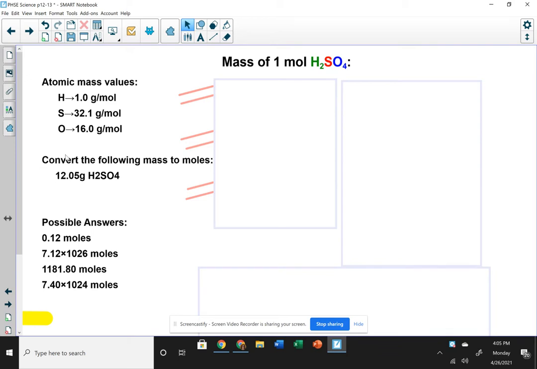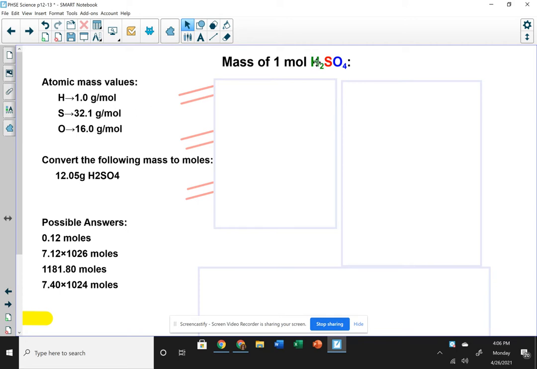So after giving you this information, they ask you to convert the following mass to moles. They tell you you have 12.05 grams of H2SO4, and they want to know how many moles you have. So the first thing you need to figure out is the mass of the H2SO4. So how do you do that? They gave you the information right here.